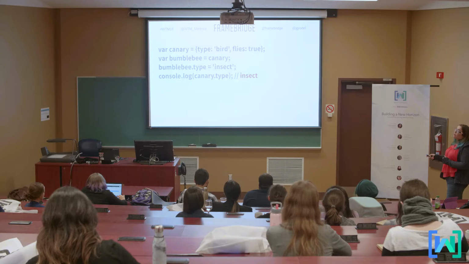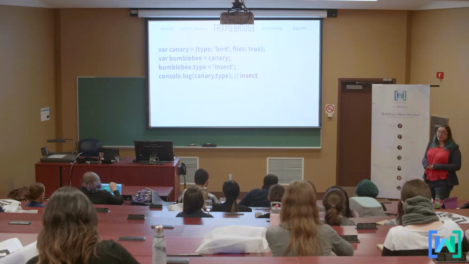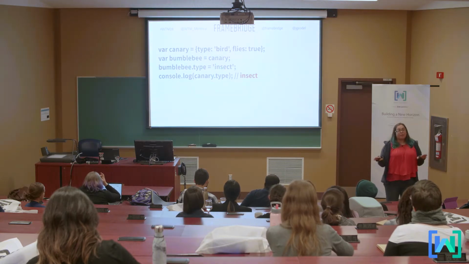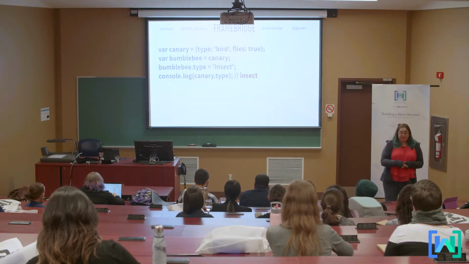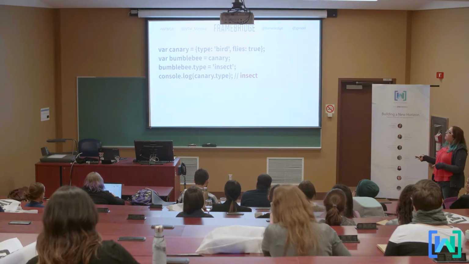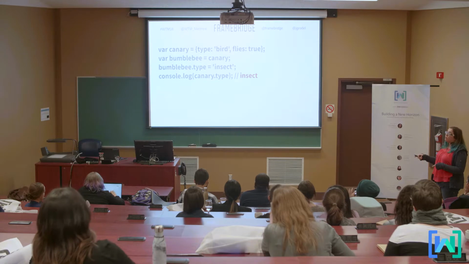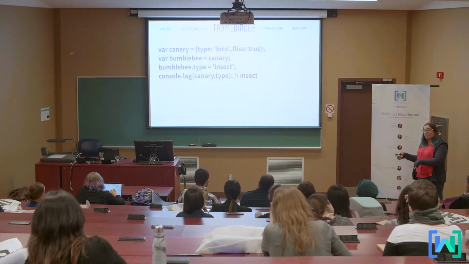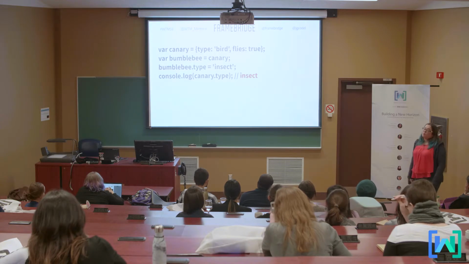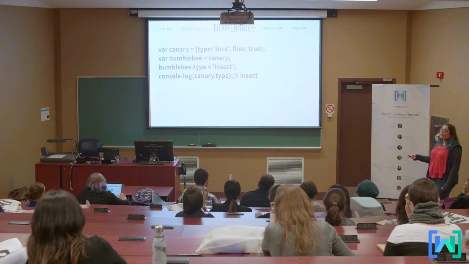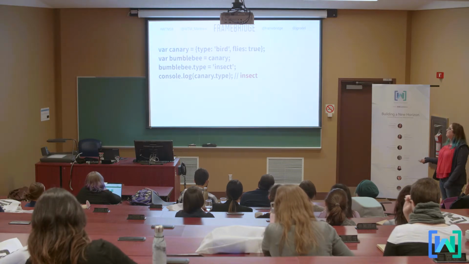And when we say var bumblebee equals canary, we're taking that pointer and copying it over to bumblebee. So we do have two variables. We have bumblebee and we have canary. They both have the same pointer to one object. And when I say bumblebee.type, I'm saying take the pointer in bumblebee, go find that object wherever it is, find the type property and change that to insect. But we're only dealing with one object for both of these variables, and so canary.type is also affected.